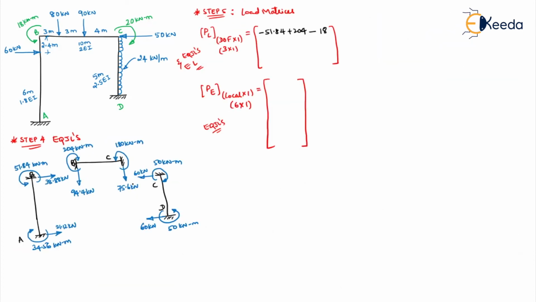So at C, what all you have? At C you have one anti-clockwise and one clockwise. Anti-clockwise is minus 180, clockwise is plus 50. Then again see the external load. Here there is a clockwise moment of 20. Right, so this will be your second line.